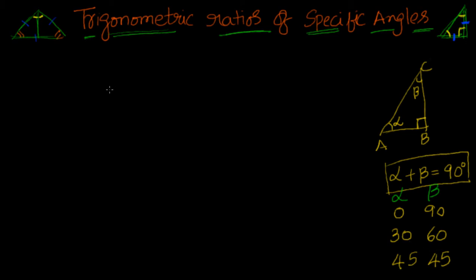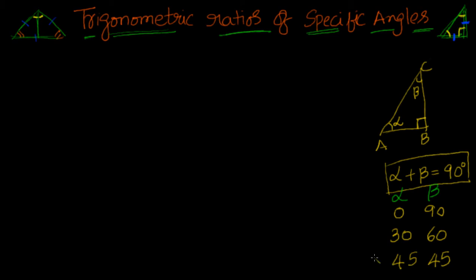Now what I have to do? I have to construct right angle triangles in such a way that I get my alpha and beta values as 30 and 60. If I am able to construct a right angle triangle with these conditions, then I can use Pythagoras theorem and I can get it. Seems very interesting, right? So let us start.